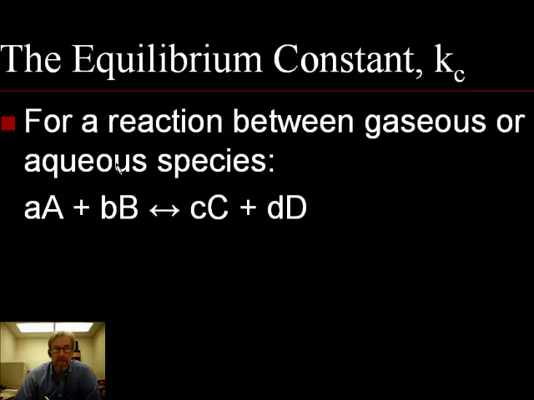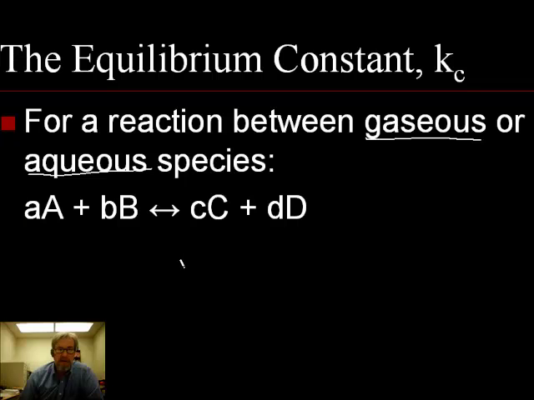So let's generalize this. For a reaction that's occurring between gaseous or aqueous species, and that's important, solids and liquids don't really have concentrations, and they don't affect equilibrium. Here's our generic equation. A and B are reactants, C and D are products, and their coefficients are little a, little b, little c, and little d, respectively. We have a thing called the equilibrium constant, which is called Kc.